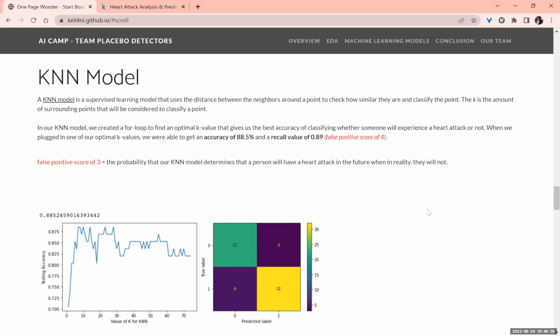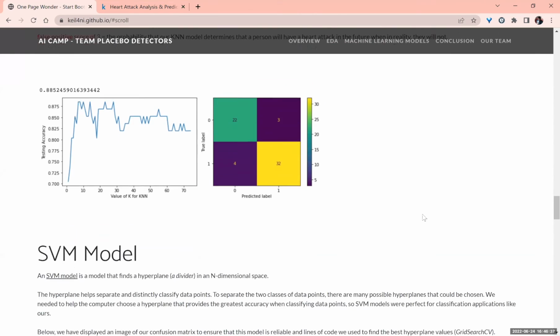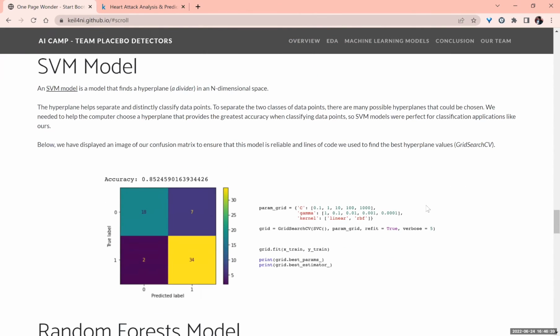Moving on to our second model, the SVM model. The SVM model is a model that finds a hyperplane or divider in n-dimensional space that helps separate and distinctly classify points to separate the two classes of data. We needed help from the computer to choose a hyperplane that provides the best accuracy when classifying data points. So SVM models were a perfect fit for our classification application.